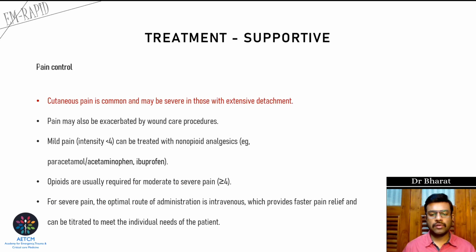Pain control in SJS/TEN is another mainstay of treatment. Cutaneous pain is seen in almost all patients and can be out of proportion to the clinical manifestations. Pain control is also necessary during wound care procedures. Mild pain, with a score less than 4, can be treated with non-opioid analgesics, but opioids should be given for severe pain with a pain score more than 4. The IV route is the safest and easiest way to achieve faster pain control and to titrate according to the patient's needs.